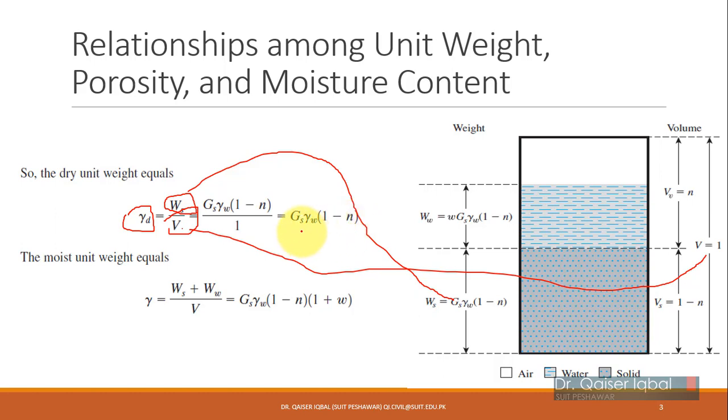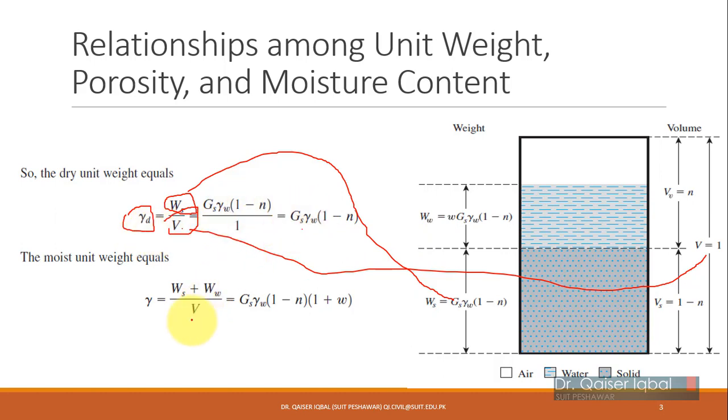So Gs is constant for a particular soil because the unit weight of soil solids remains constant. So the specific gravity of soil solids remains constant. Unit weight of water is constant, 62.4 pounds per cubic feet in the FPS system. If you are taking the SI system, it's 9.81 kilonewton per cubic meter. If you are considering it in kilogram, then you will have to take the density, rho W, and that will be equal to 1000 kg per cubic meter. So this is how you can develop a relationship between dry unit weight and these properties.